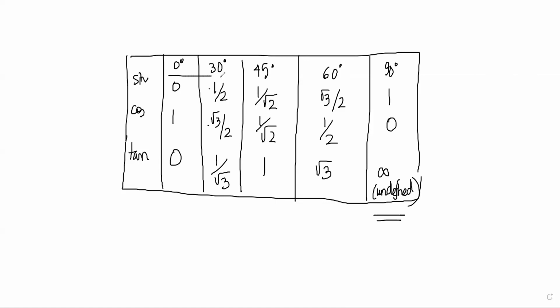How do you think we have found these values? See, the basic way to find the values is like this. Take a right angle triangle. Let's say we have taken a 90, 45, 45 triangle.